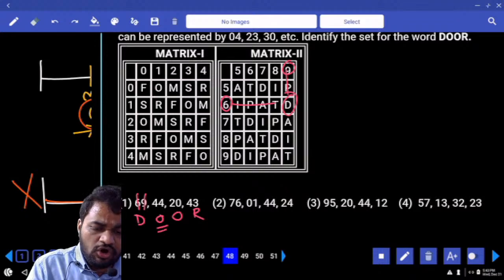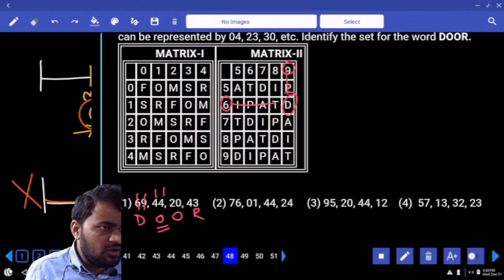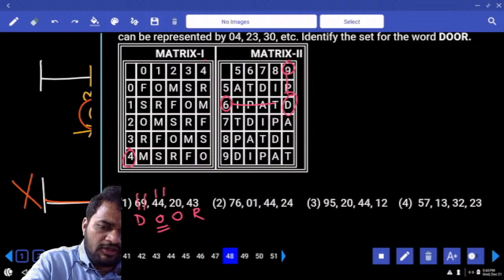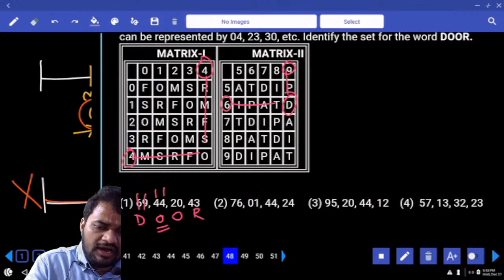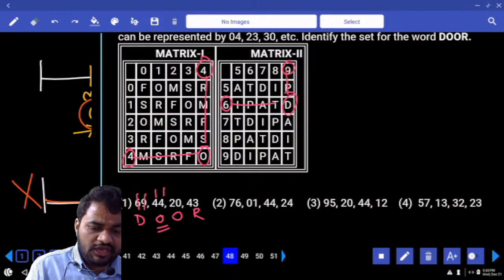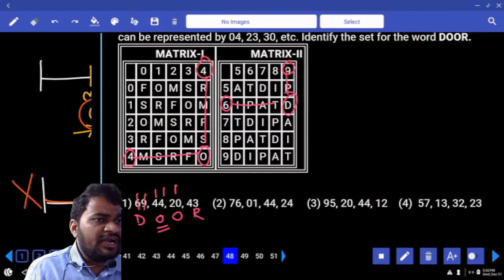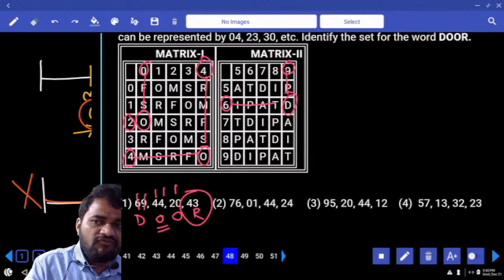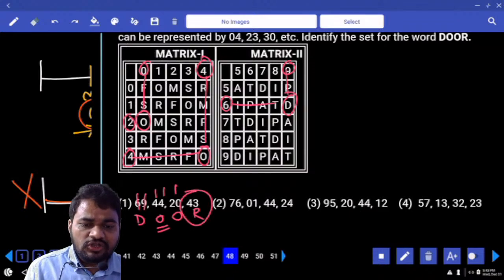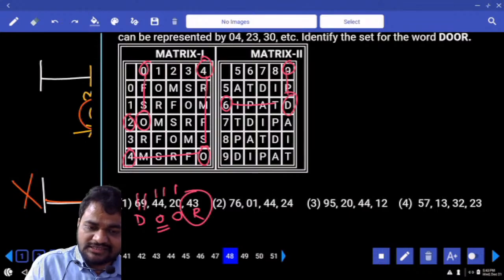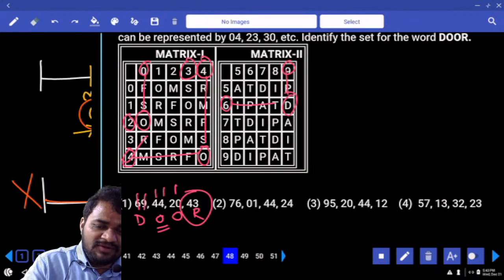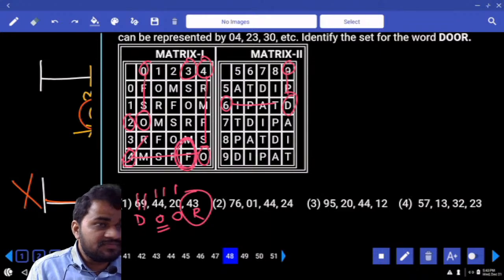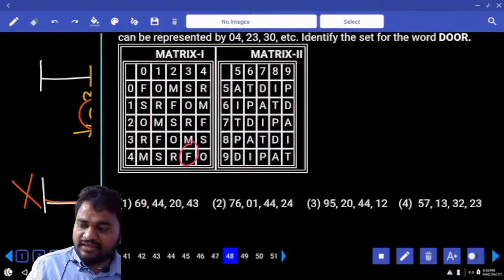Next, after that, O. Fourth row, fourth column must be O. Fourth row, fourth column, again we have O. That is okay. Next, second row, 0th column. Second row, 0th column is also O. Next, 4, 3. Fourth row, third column. Yes, fourth row, third column. Do we have R here? No, there is no R. Eliminated. Now we need to check out remaining options.